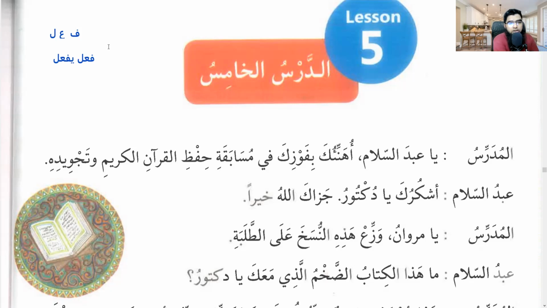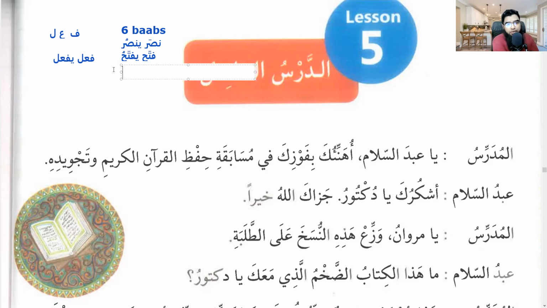How many? 6 forms. 6 babs. We learned all these babs. First bab is what? Bab nasara. Nasara, yansuru. Then we learned bab fataha, yaftahu. What does this bab mean? If the middle letter has a fatha, it will change into dhamma. Middle letter has a fatha, it will remain fatha. Here, fatha to dhamma, fatha to fatha.